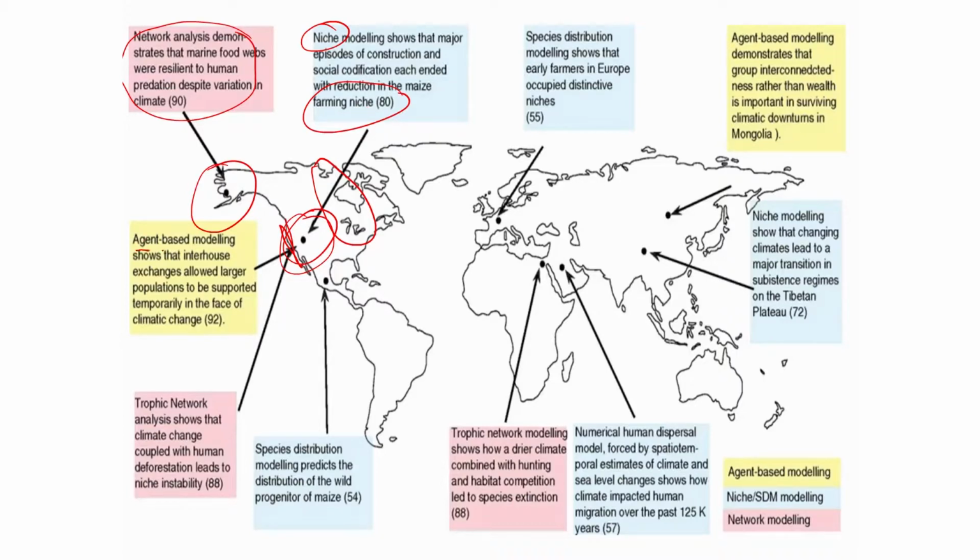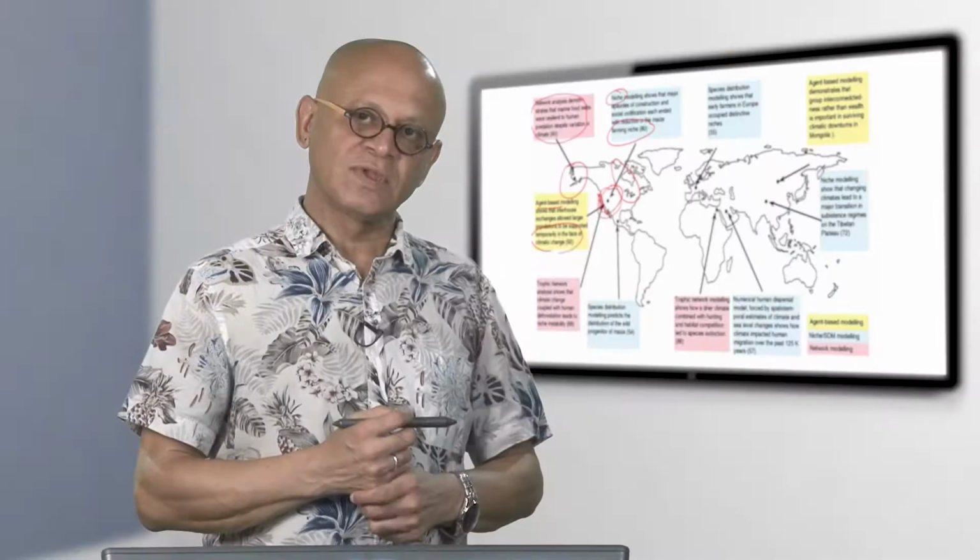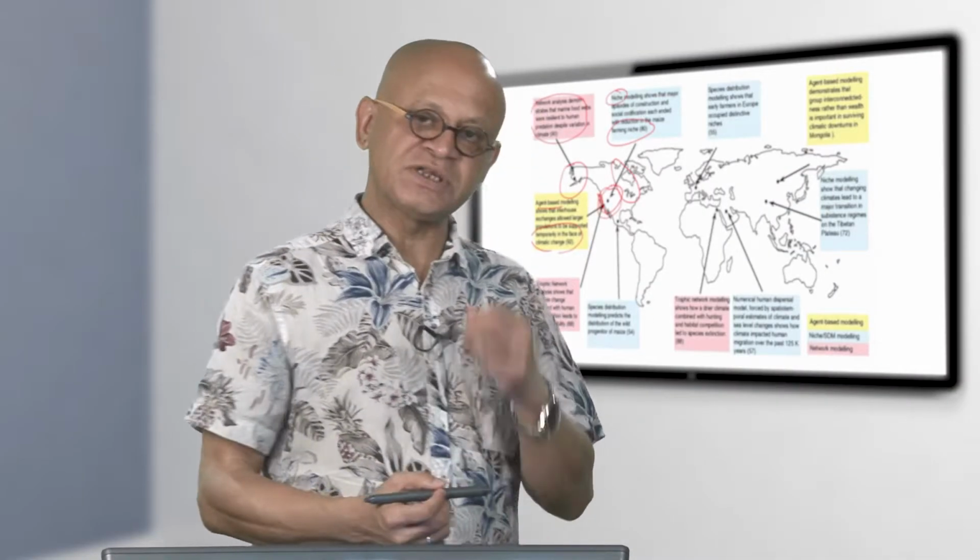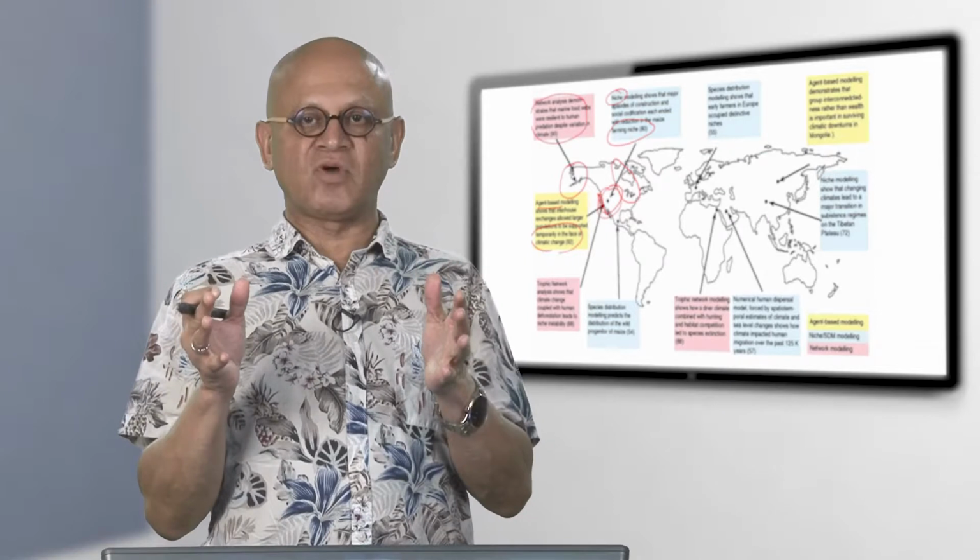There are other tools like agent-based modeling, which means human beings are an agent, climate is an agent. So, there are differences; just the terminology is useful to know. You can read up more if you want. Anyway, agent-based modeling shows that inter-house exchanges allowed larger populations to be supported temporarily in the face of climate change. This kind of information does not come just from a climate model.